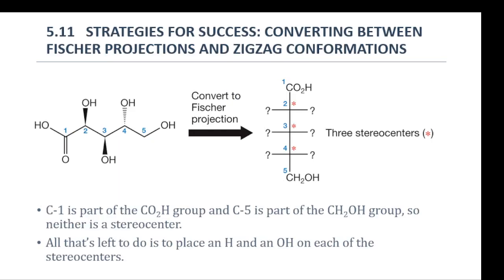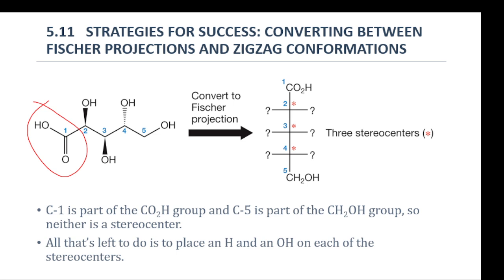Okay, so let's go ahead and talk about some strategies for success when we're converting back and forth between Fischer projection and zigzag conformations. Let's talk about converting to a Fischer projection first. We're going to need to use C1, which is going to be part of this aldehyde or carboxylic acid in this case.